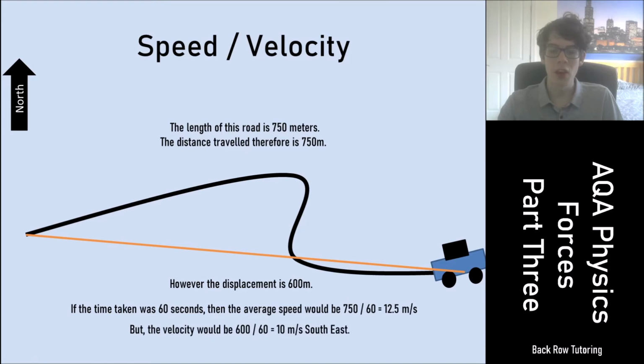But the velocity would be 600 divided by 60, and that's because the velocity has a particular direction, and in this case it is this direction, or southeast. So, taking the values from the displacement and the time and plugging it into the equation, well, 600 divided by 60, that's 10. So the velocity of this car is 10 meters per second southeast.